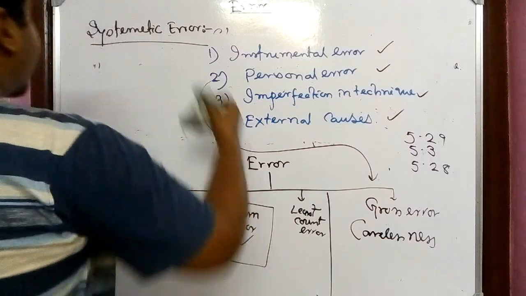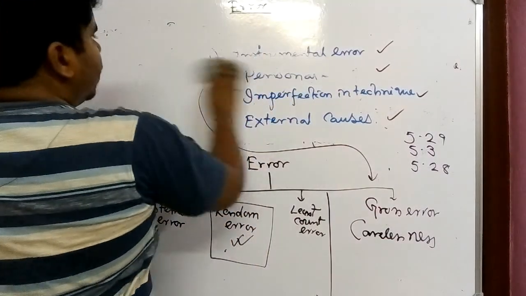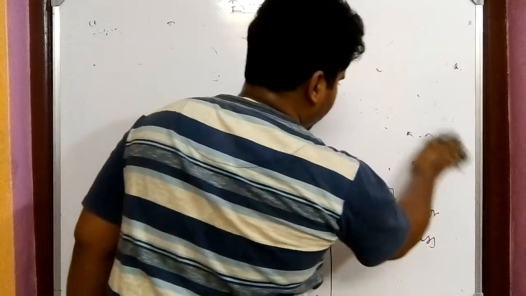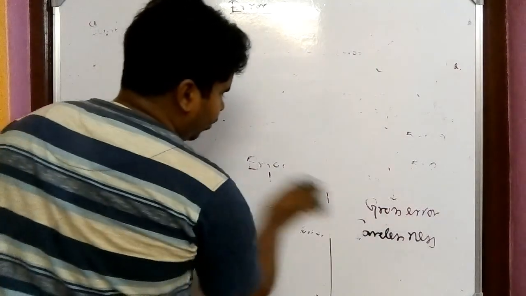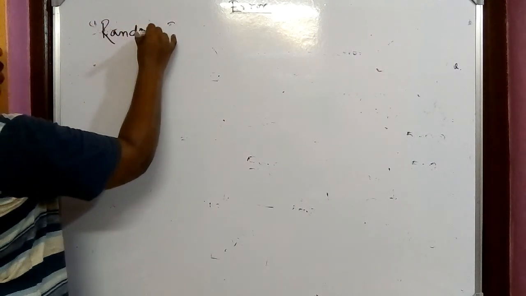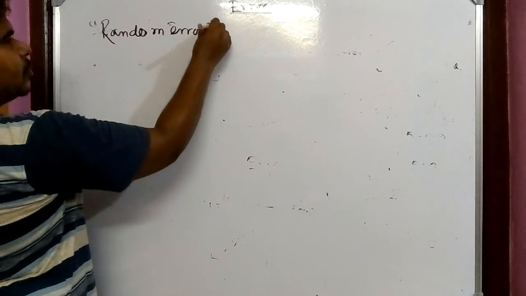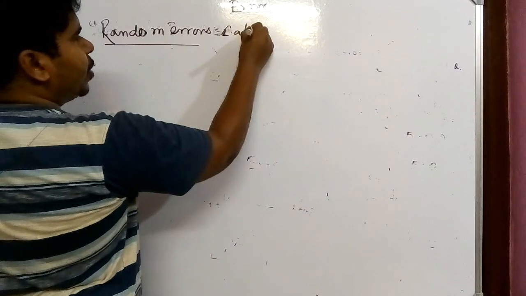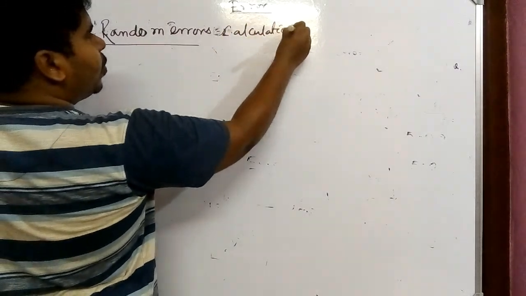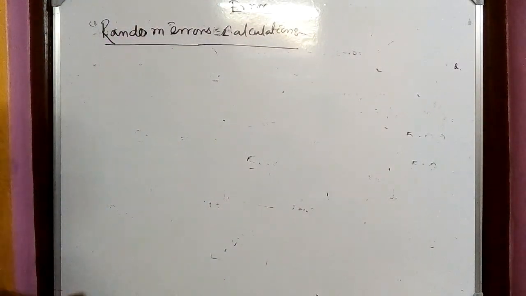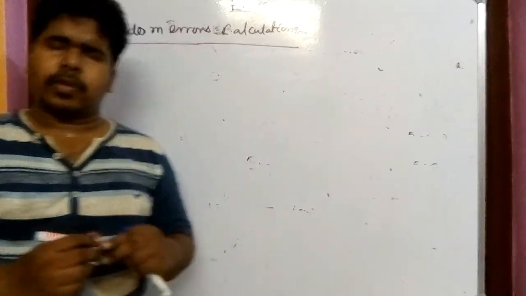So now our next target is how the random errors can be resolved. Let's see. Random errors, or we can say random error calculation, because the rest of the errors we are not able to calculate. The error we are able to calculate is random error. What random error is, we have seen already.